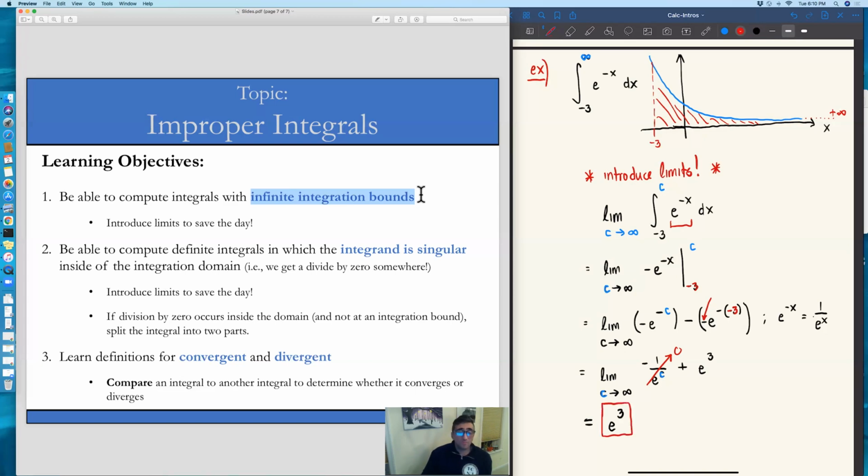And since e cubed is a finite number, we actually get to call this something special. We call this case convergent, because the definite integral that gave us the improper integral just became a finite number, as in a number that is not plus or minus infinity. So it's convergent.